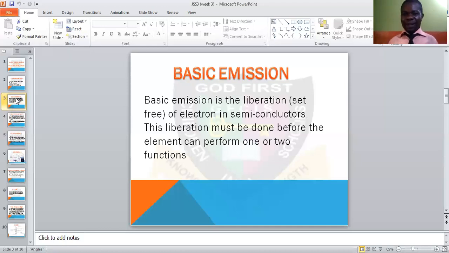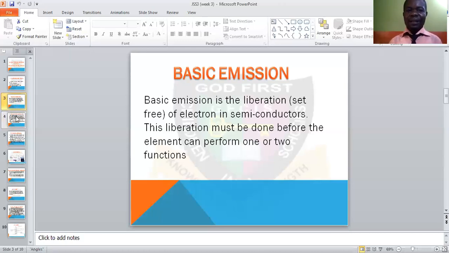Just like a human being not feeling well will not be able to do 1 or 2 things that are required, even your phone or laptop. So there are things that must be removed from there. If it is a virus, it must be deleted. Also, electrons in these devices are meant to be set free for that particular device to perform the 1 or 2 functions assigned to it.